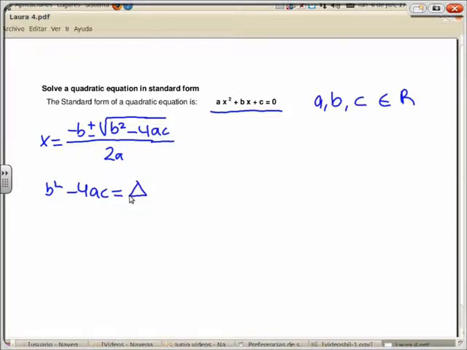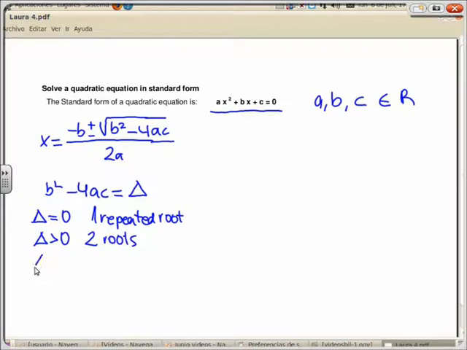The discriminant determines the number of solutions of the equation. If the discriminant is equal to 0, the equation will have a repeated root. If the discriminant is greater than 0, the equation will have two roots or two solutions. If the discriminant is less than 0, the equation will have no solution.